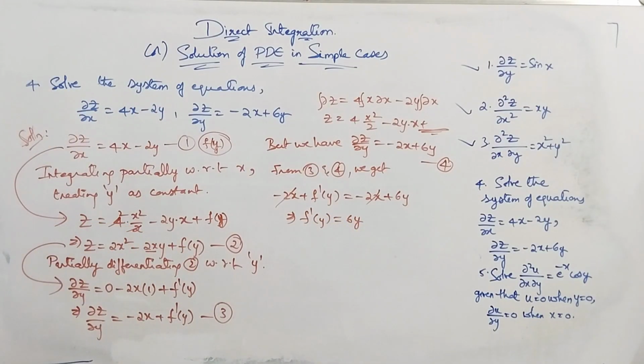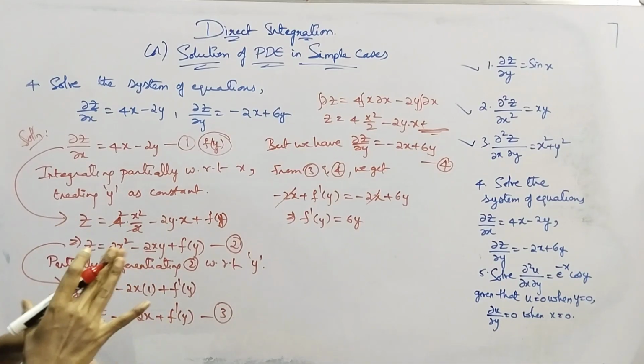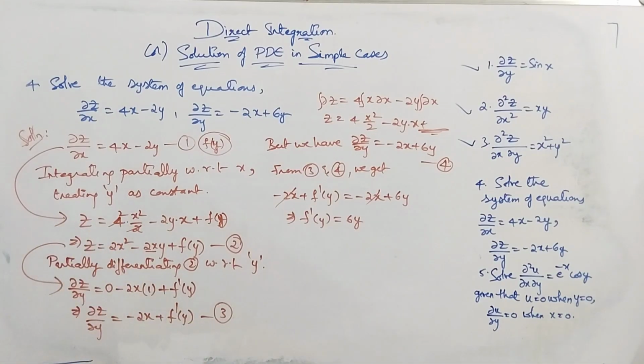See, everything is in terms of y. So here we can integrate it. It's just an ordinary integration, not the partial one, because we have everything in terms of y. So we'll get normal integration, and you'll get a constant of integration, which is just a constant.